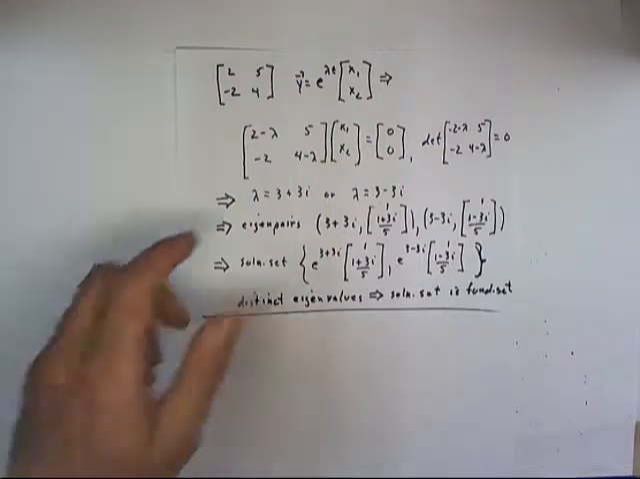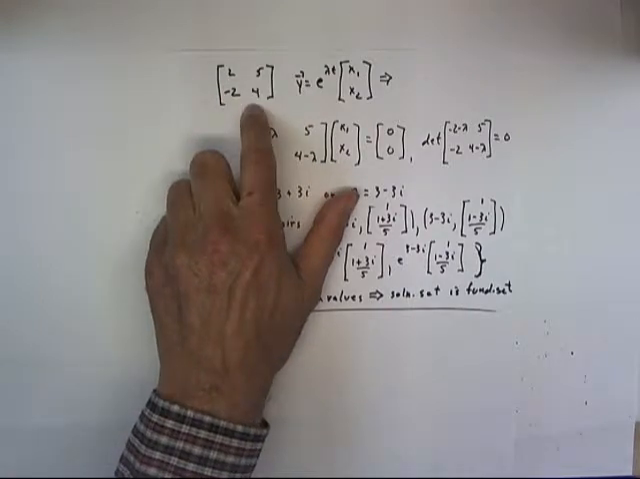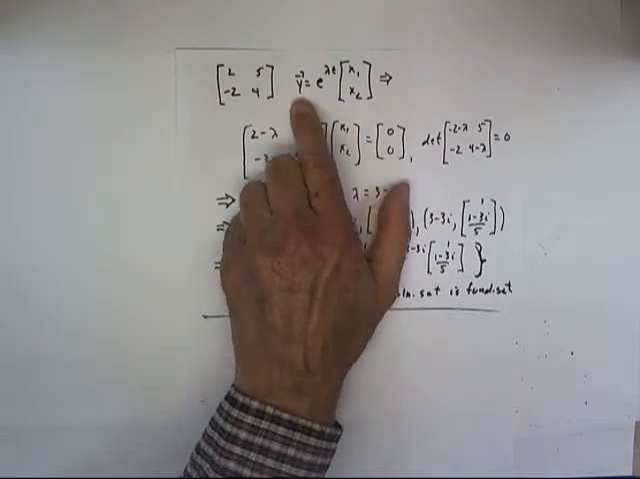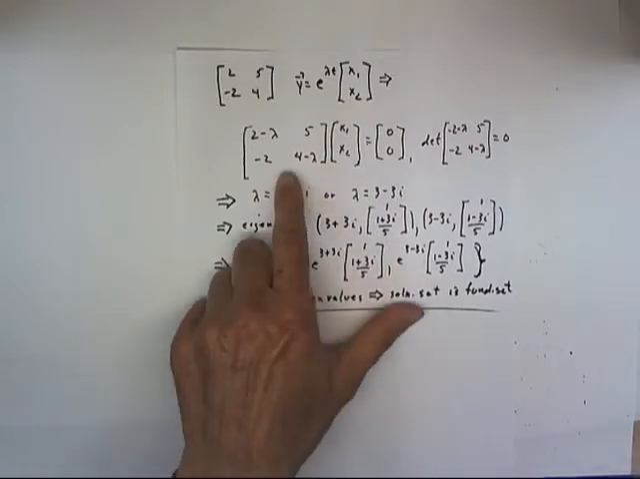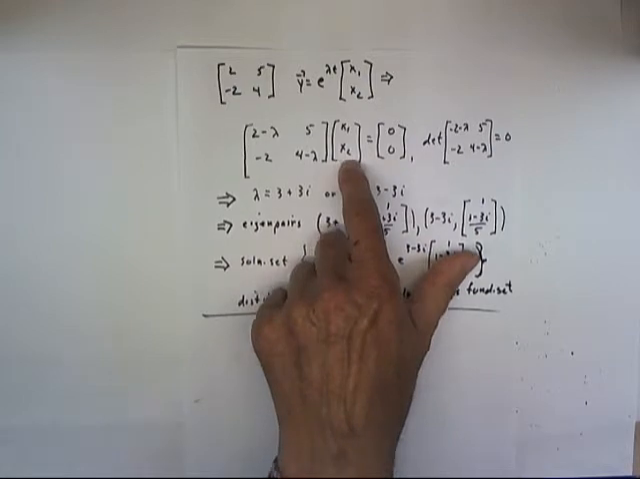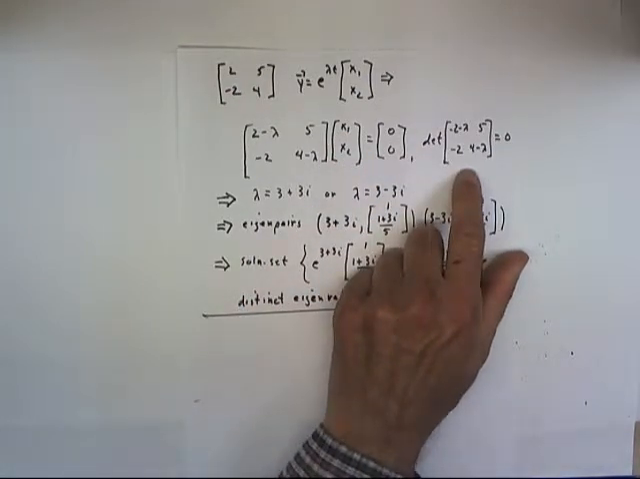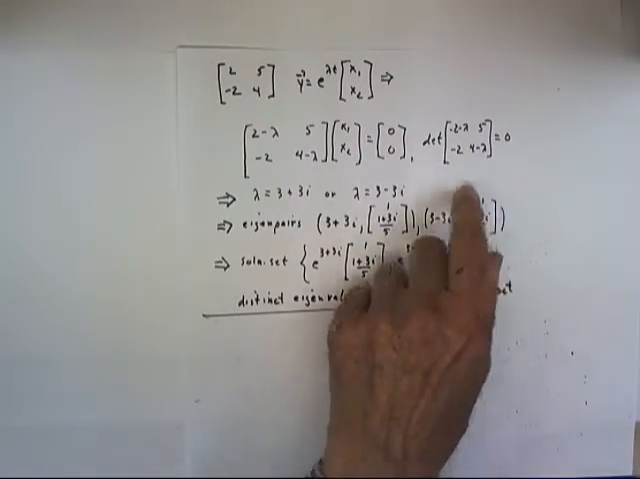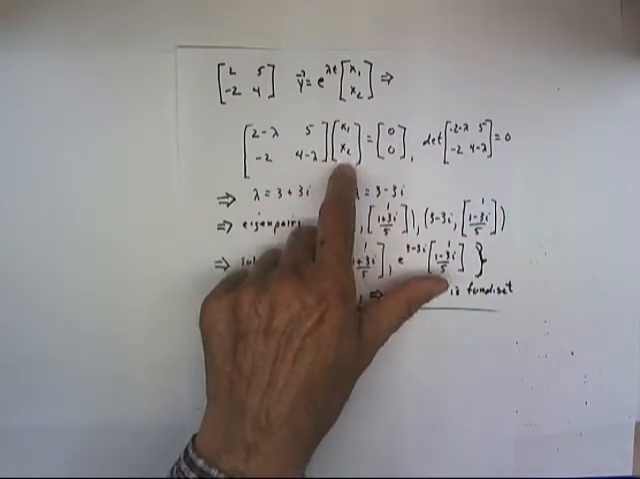In the preceding clip, we saw how the matrix [2, 5; -2, 4] defines a system of differential equations. If we assume the solution y equals e to the lambda t times (x1, x2), we obtain the equation [2 - lambda, 5, etc.] times (x1, x2) equals (0, 0), with the condition that the determinant of that matrix be 0. This gives us three equations in three unknowns, lambda, x1, x2.